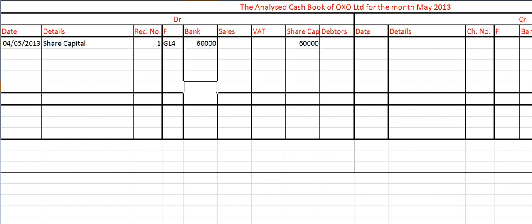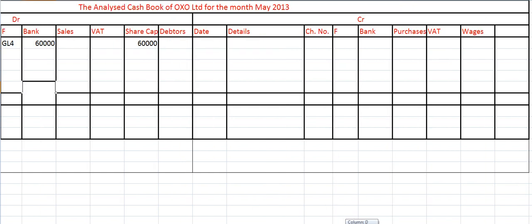so that's all black. Okay, then 11th of the 5th, purchase for resale. Obviously if you're purchasing things, it's money going out. They're for resale, so it's going to go into purchases. So 11th of the 5th.